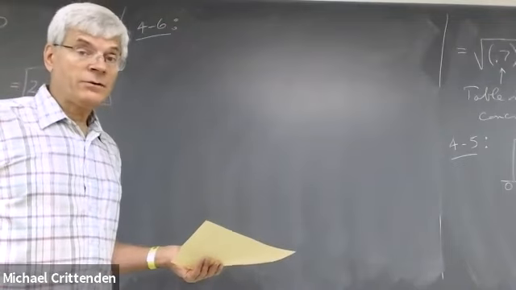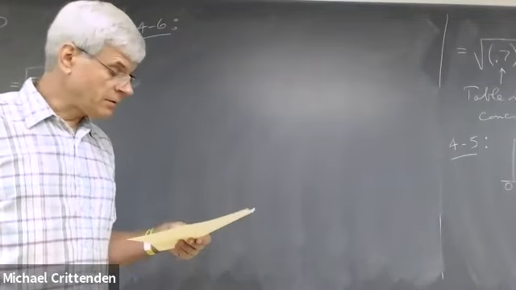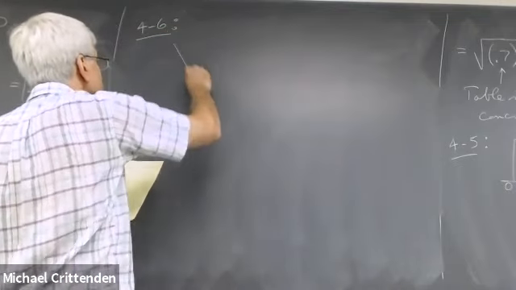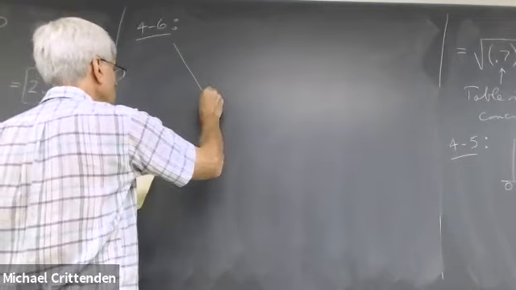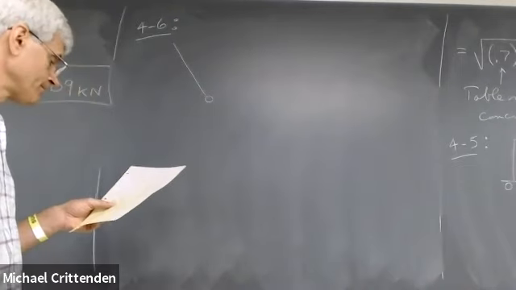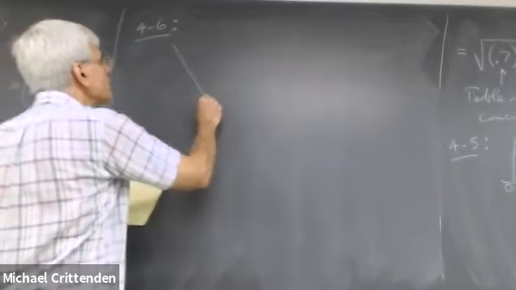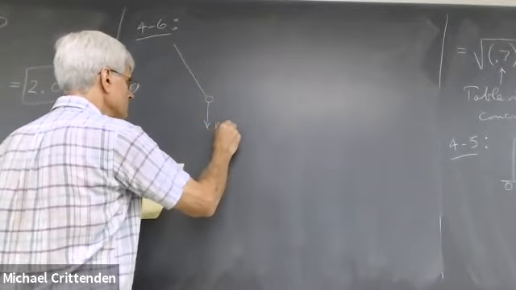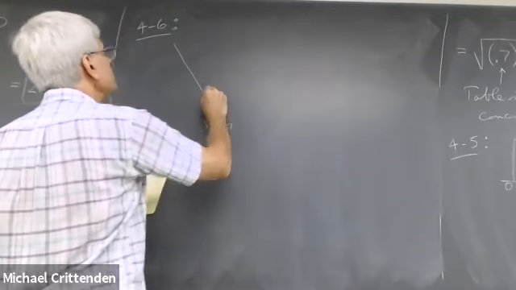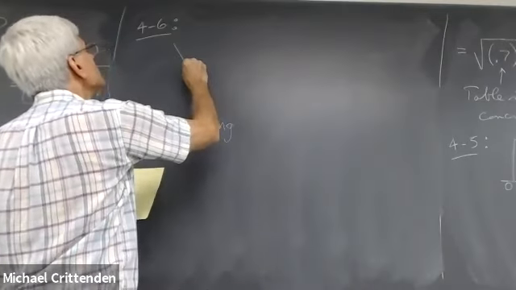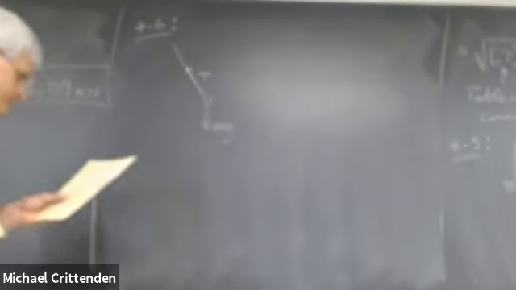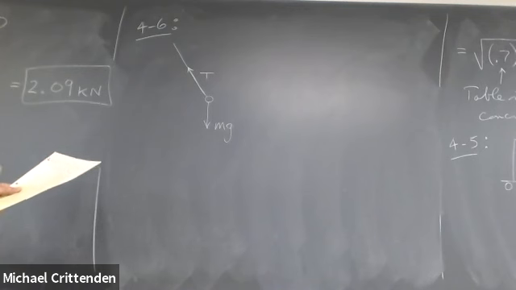Once again, it's an F equals MA problem. Start with the diagram showing the forces. There's the string and the mass on the end of it. You've got the force of gravity pulling down. And you've got string tension pulling in that direction. Our objective is to find T, the string tension.